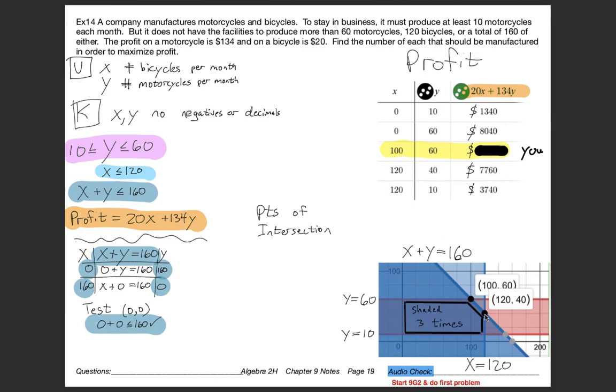Between these two vertices, you might not know, as the owner of the shop, right? Well, 100 of one, 60 of another versus 120 and 40 of another. I'm not sure which one will give us more profit, but if you check, then you'll be able to find that actually 100 bicycles and 60 motorcycles is going to give us the most profit. And I want you to calculate what that is.